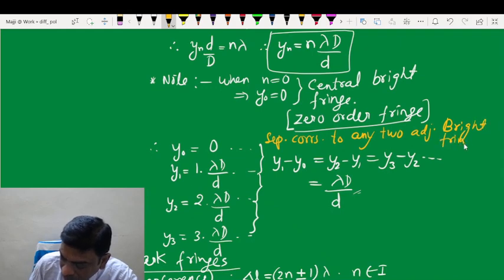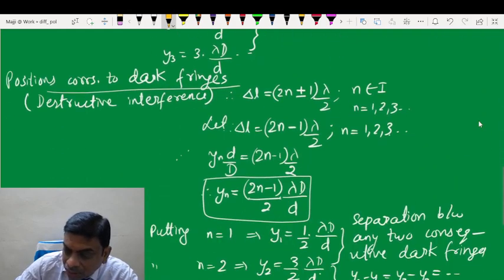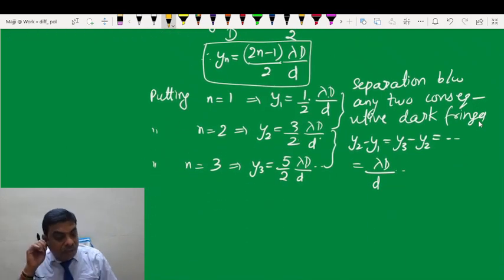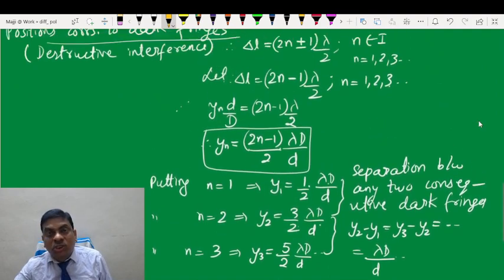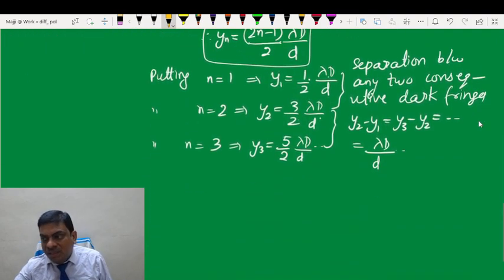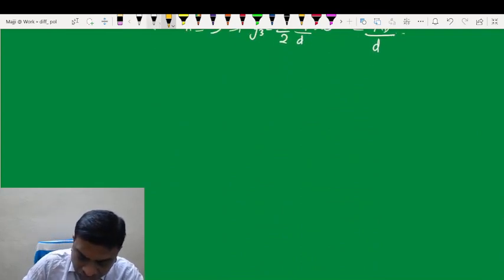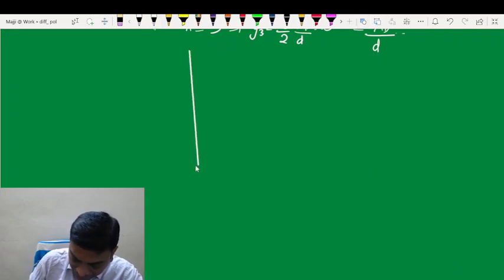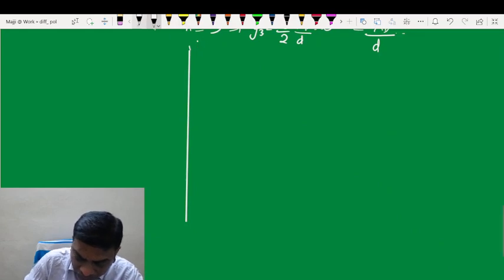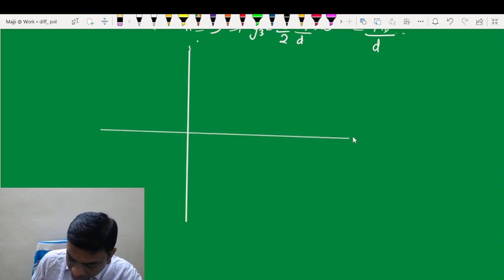Okay, that's it. So this is clear, students, I hope. Now let us see the diagram which clearly indicates the positions of different dark and bright fringes. Let us try to understand the diagram. So I'll draw the diagram here. First of all, this is the screen. Okay, and this is the central line. I'll draw the central line somewhere.